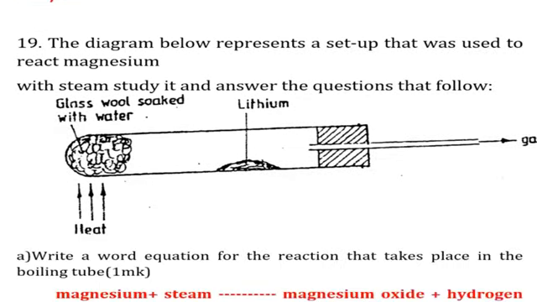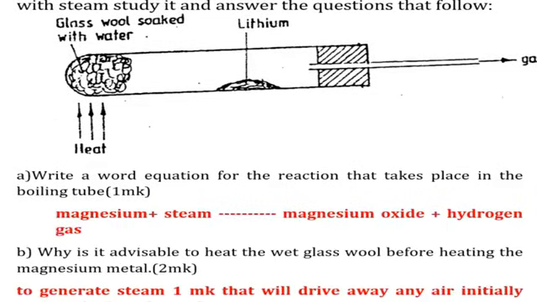Number 19, the diagram below represents a setup that was used to react magnesium with steam. Study it and answer the questions that follow. Glass wool soaked with water, we have magnesium, we have gas, and then heat being applied there. Write an equation for the reaction that took place in the boiling tube. So magnesium plus steam, you get magnesium oxide plus hydrogen gas.